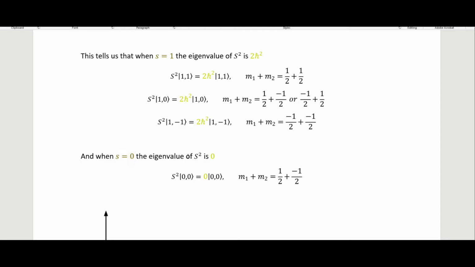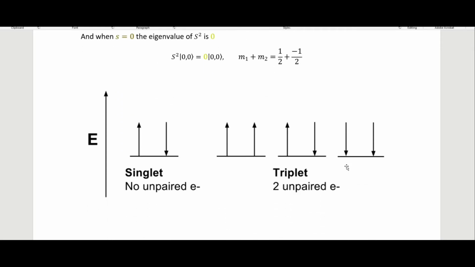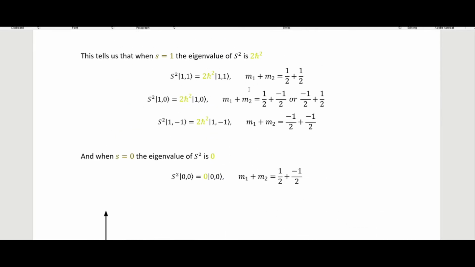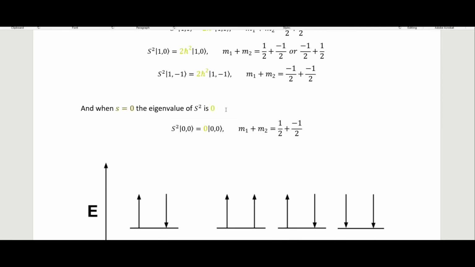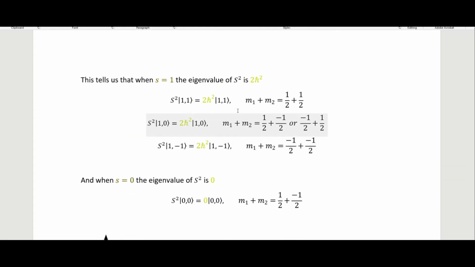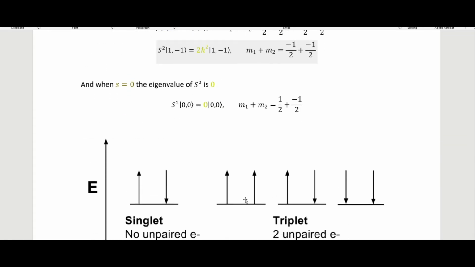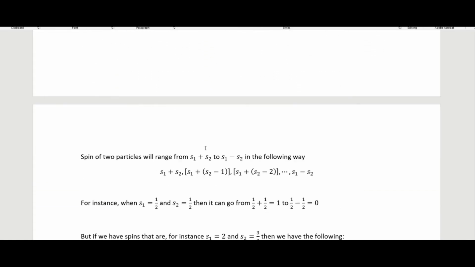And then so when S equals 0, the eigenvalue of our S squared is 0. And so that's when the m1 plus m2 is equal to 1/2 plus minus 1/2. And I guess it could also be minus 1/2 plus 1/2. And so once again, this is just looking at this. Up here is our triplet state right here. This is our singlet state. So the triplet state is when we can have both of them pointing up, both down, or we can have one up, one down, or one down, one up from there.